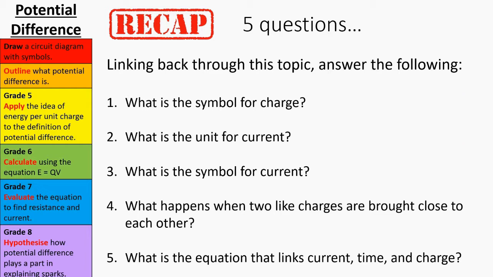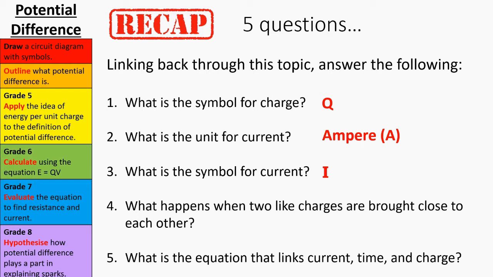Let's take a look at our answers. Question 1, what is the symbol for charge? It's a Q, capital Q. What is the unit for current? The ampere. If you'd written amp, that's absolutely fine. And if you've written the capital A, that's also absolutely fine. Question 3, what is the symbol for current? It's I, capital I.